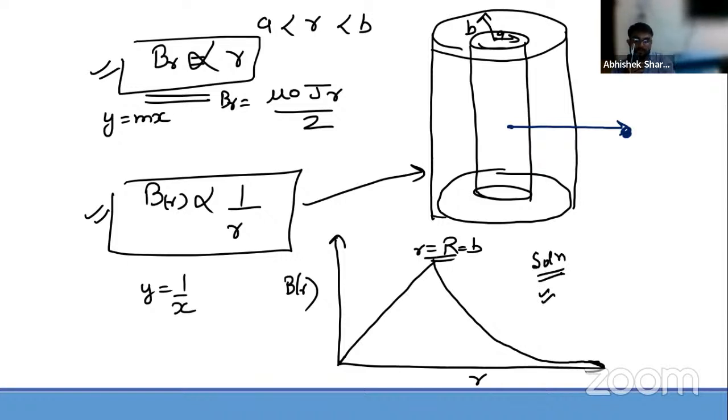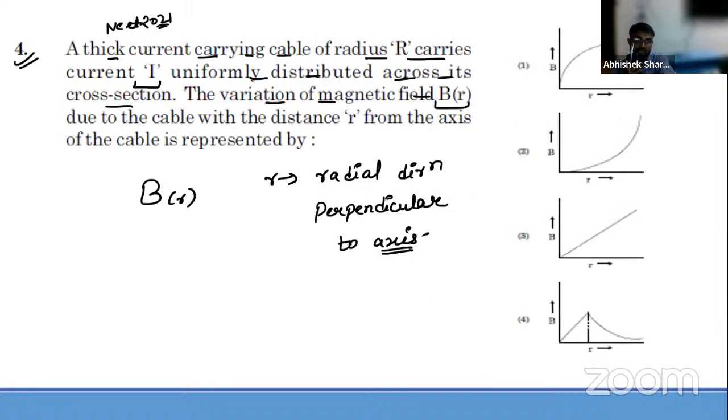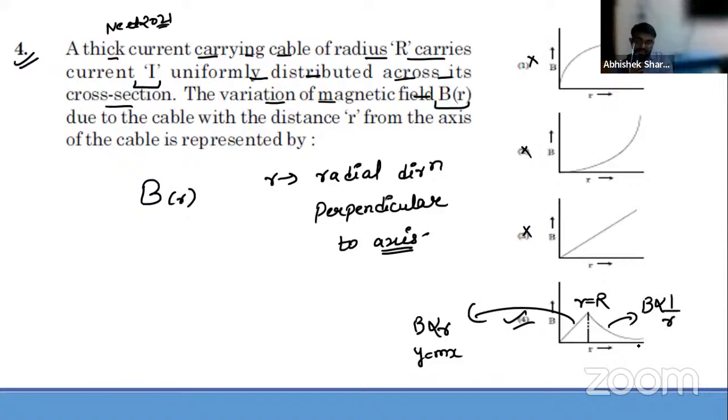Now, if we match the four options above, you can see the best suitable graph. This is not it. So this is the answer, because up to the point where r becomes capital R, B is directly proportional to r, y equals mx, and beyond it B is proportional to 1 by r, that is y equals 1 by x. This is the answer.